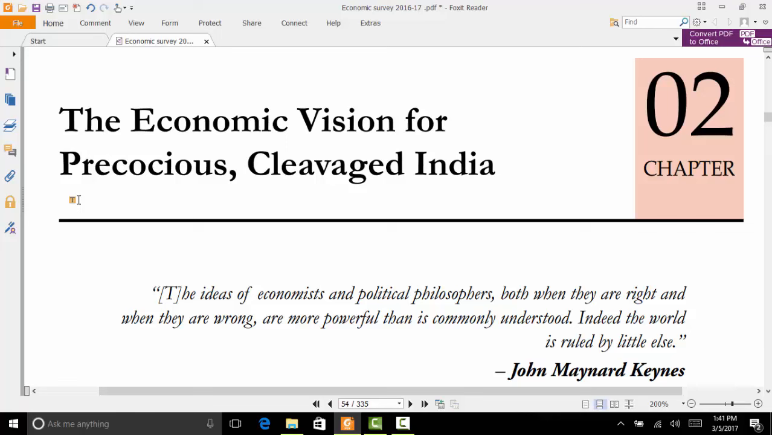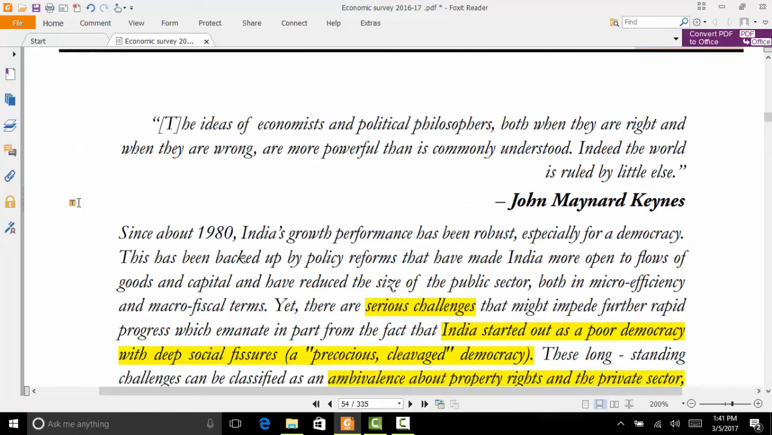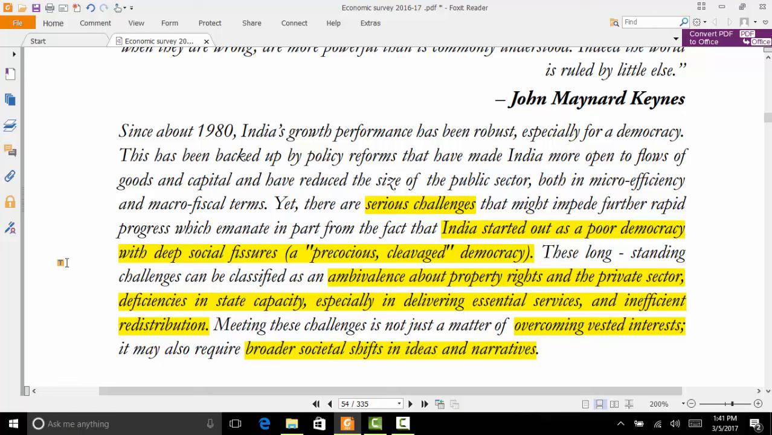So the economic vision for a precocious and cleavaged India discusses certain challenges: though on certain sides we have improved our economy, there are serious challenges. What are the challenges? It says that the challenges stem in part from the fact that India started as a poor democracy with deep social fissures, a precocious, cleavaged democracy.